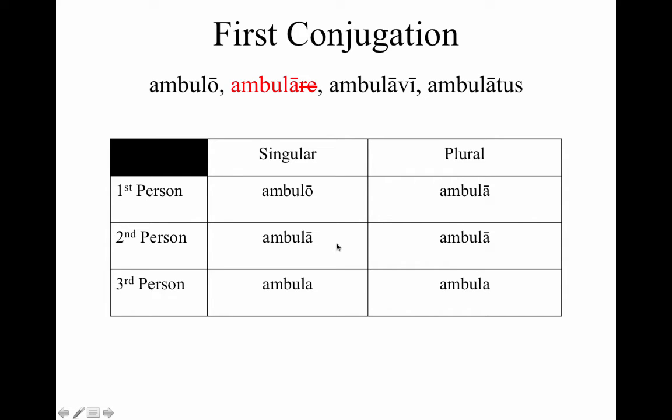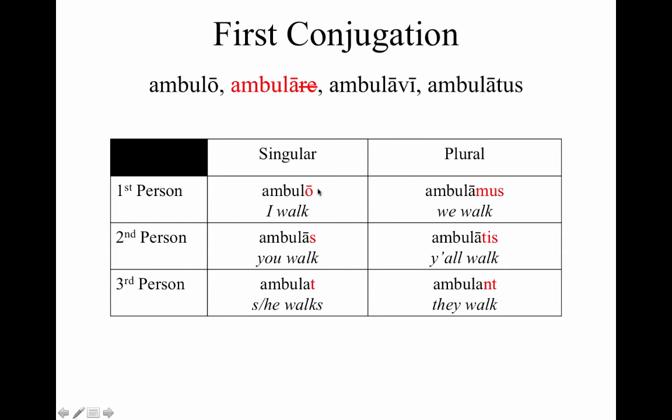But then we add our endings to this stem: -s, -t, -mus, -tis, -nt, giving us our complete set of endings for the present active indicative: -o, -s, -t, -mus, -tis, -nt. And remember, most of the time in Latin you will not have a stated subject, so these endings correlate with the subject. The -o is I walk, the -s, you walk, the -t, he or she, the -mus, we, the -tis, y'all, the -nt, they.